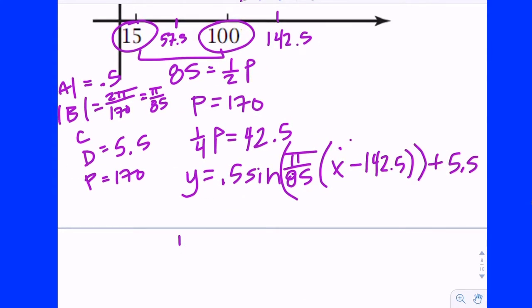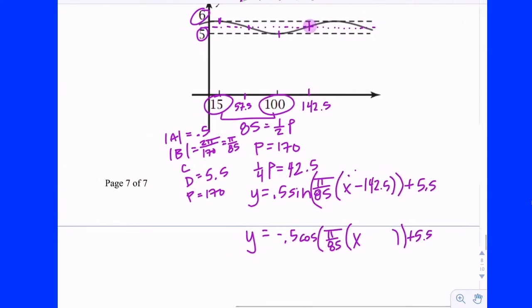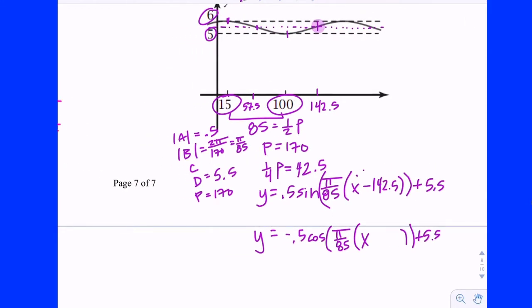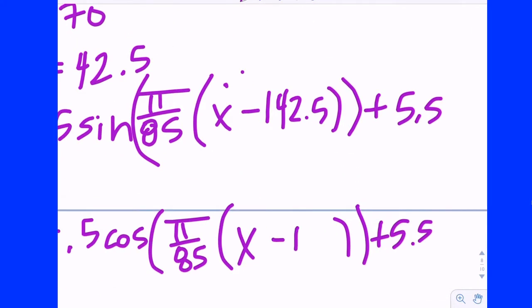And then let's do a negative cosine again. Negative 0.5 cosine of pi/85, parentheses, x plus or minus something, plus 5.5. And then what's the cosine? It starts where? Low, which is at 100. That was given. So it would be minus 100.